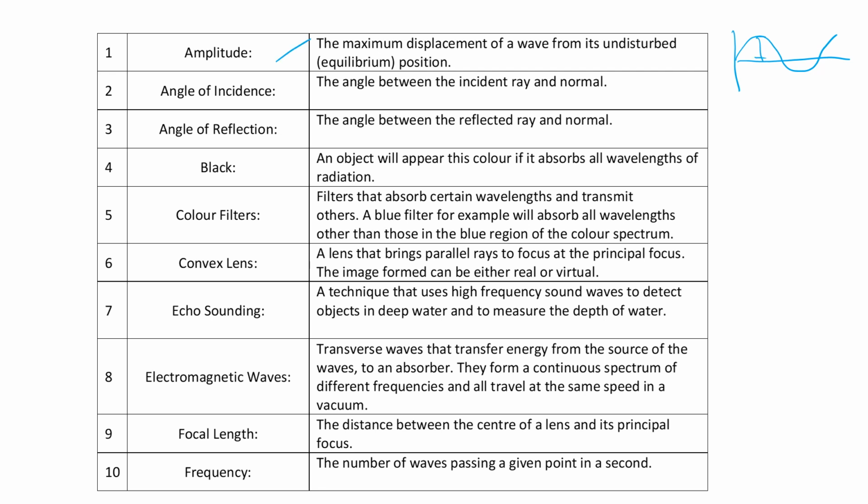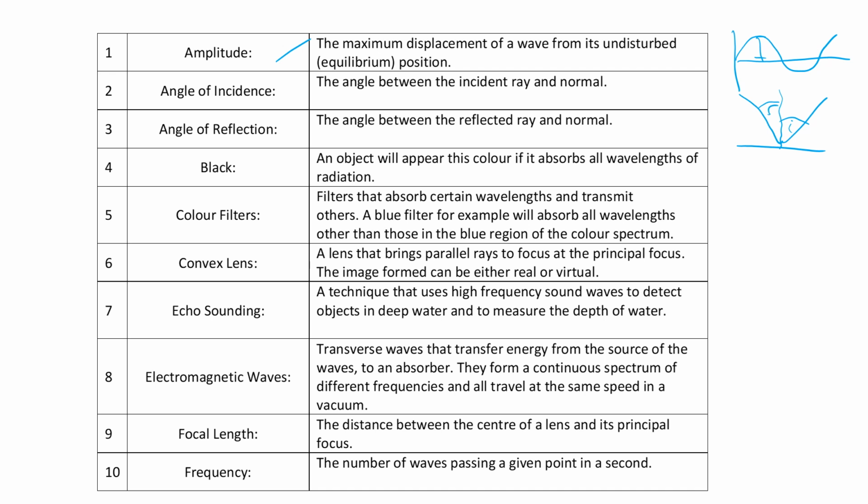The angle of incidence: the angle between the incident ray and the normal. Okay, so there's your normal, which should be a straight line. That there is your angle of incidence. The angle between the reflected ray and the normal, so that angle there is then your angle of reflection.